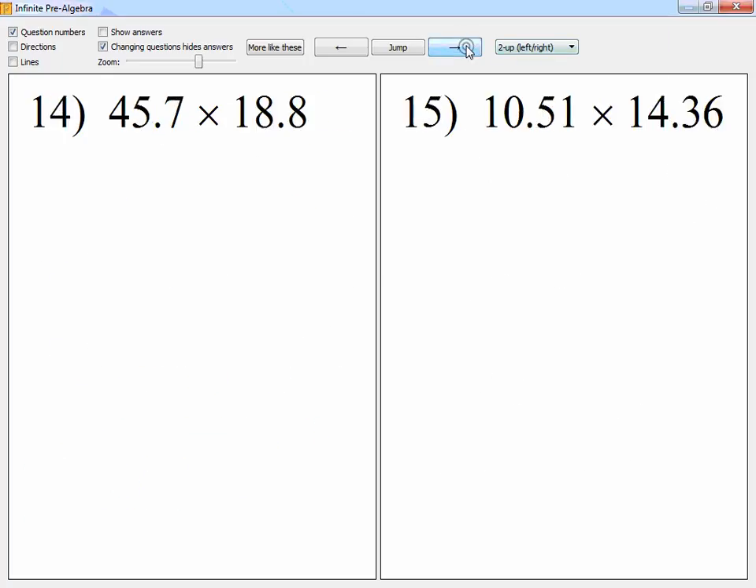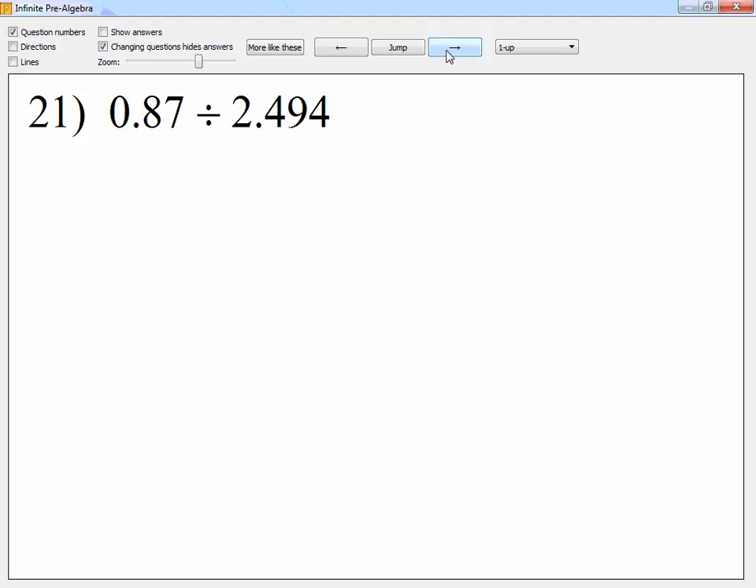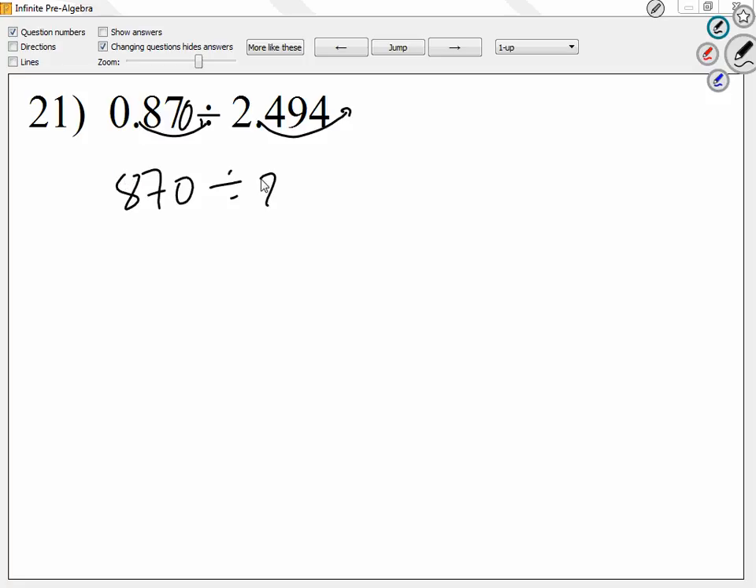Alright, let's take a look at 21. Division. The second number should not have decimal point. So I'm going to move it 3 places to the right. In the same number, I'm going to do the same amount of spaces on the other number. I'm going to add a 0 in this case to be able to move it 3 places to the right. So this looks like 870 divided by 2,494.